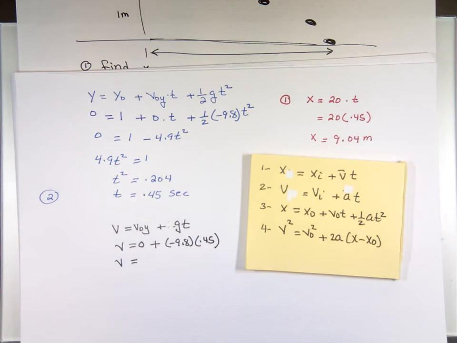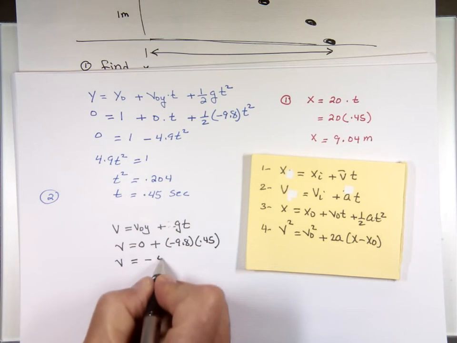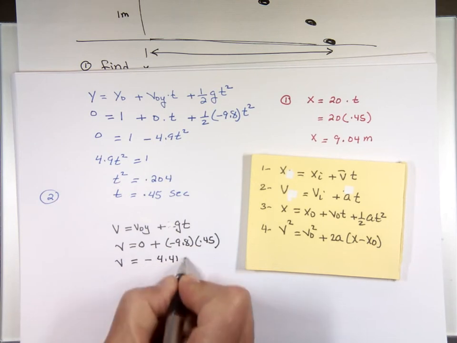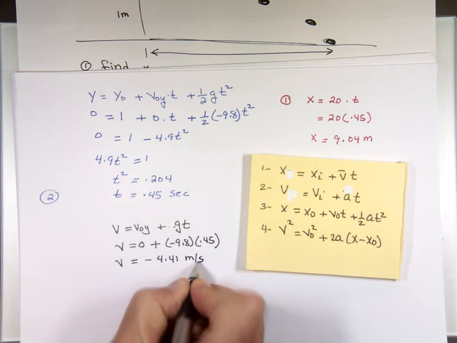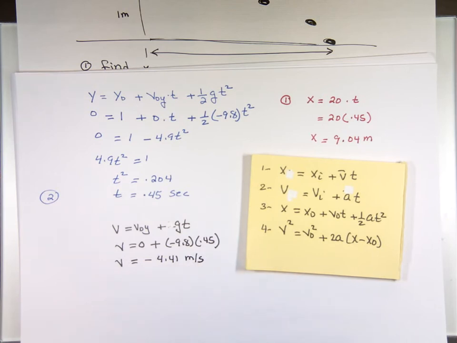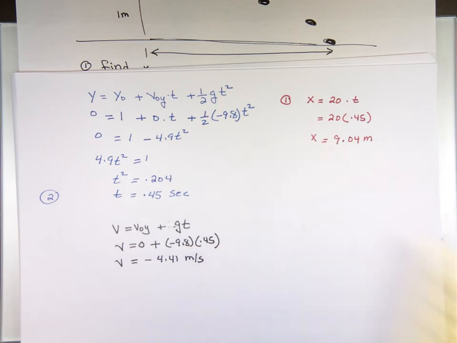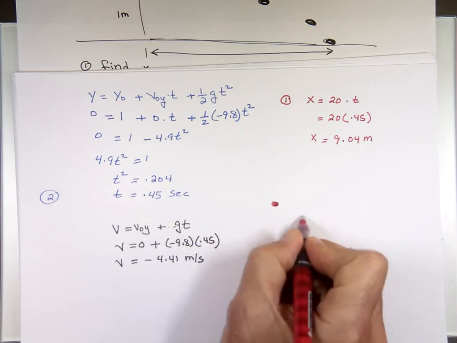It's negative 4.41 meters per second. Now, what does that mean, negative? It's going down. Yes. But if you give me that answer, that's the wrong answer, by the way. Why? This is the ball, right?